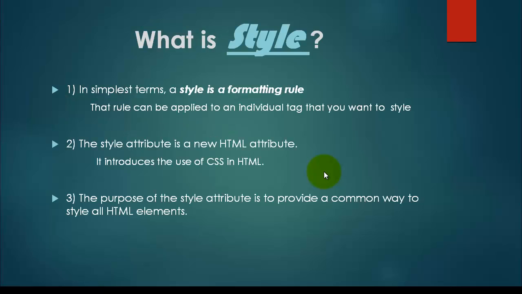What is style? In simplest terms, a style is a formatting rule. That rule can be applied to an individual tag that you want to style. Style is an attribute in HTML that you can use to target a specific tag. It's totally up to you how you style. We will practically learn how to make our web page look stylish, but for now, just listen to the theory. The purpose of the style attribute is to provide a common way to style all HTML elements.